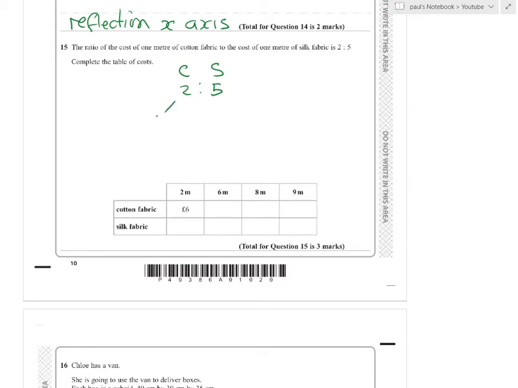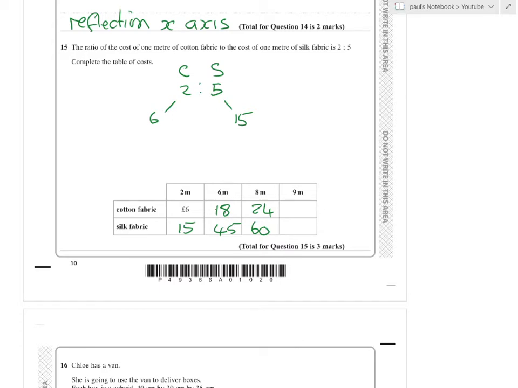So cotton, there's 6. So 6 divided by 2 is 3. 3 times 5 is 15. So that makes it £15 for the silk. Now we've got 3 times as much, so we can have 18. 3 times as much is 45. 4 times as much, 4 sixes are 24, and 4 15s are 60, and 9. Let's have a look.